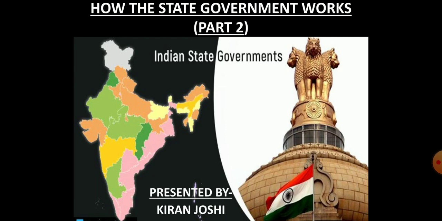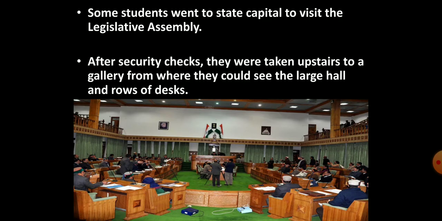Children, here I am presenting the second video of Class 7 Social and Political Life, Chapter 3, How the State Government Works. We have learnt in the first video of this chapter about who an MLA is and about the election and formation of state government and appointment of chief minister and other ministers. Now in the present video, we'll try to understand about the legislative assembly and the working of the state government. So let's begin with the topic.